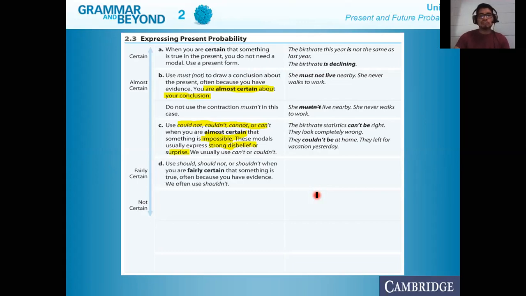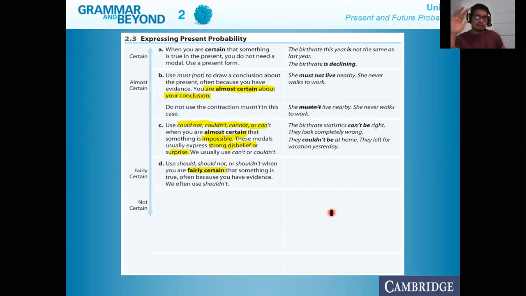Letter D: you should not, or shouldn't, when you are fairly certain that something is true, often because you have evidence. So let me repeat that. When you are fairly certain that something is true, often because you have evidence, we often use shouldn't. When we talk about fairly certain, it's like when we say in Spanish, estoy bastante seguro, but not casi seguro. That's the difference: almost certain is casi seguro, fairly certain is bastante seguro.